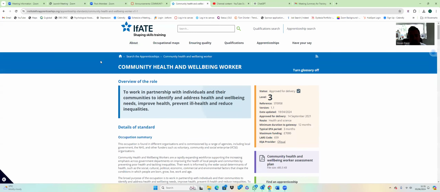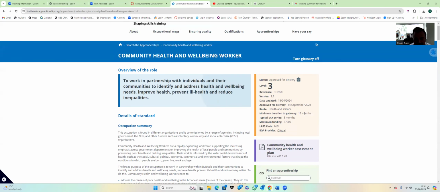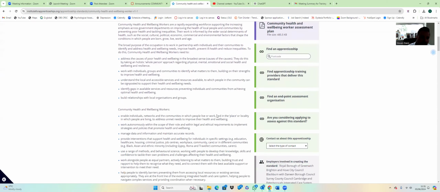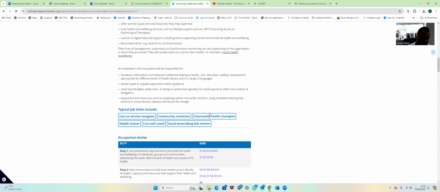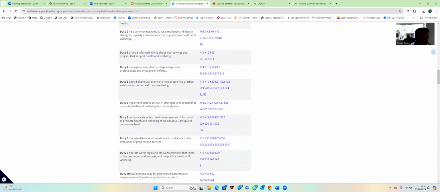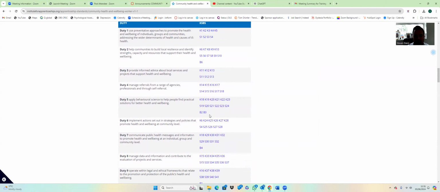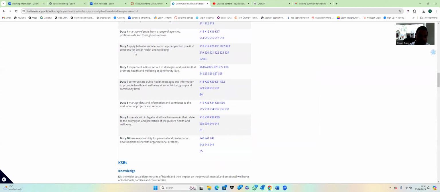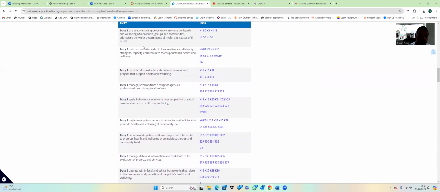So your community health and wellbeing practitioner apprenticeship, you can see, was a 12-month program. And we need to just run through the duties which I need you to hold in mind ready for the endpoint assessment. So we have 10 duties in total. Duty 1, using preventative approaches to promote health and well-being in groups, communities. So that's things like social prescribing, signposting, government agendas, things like 5 a day, smoking cessation, etc.